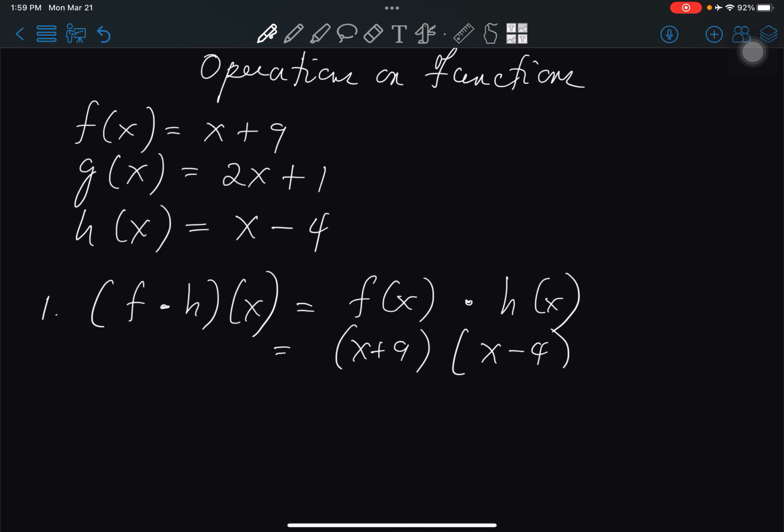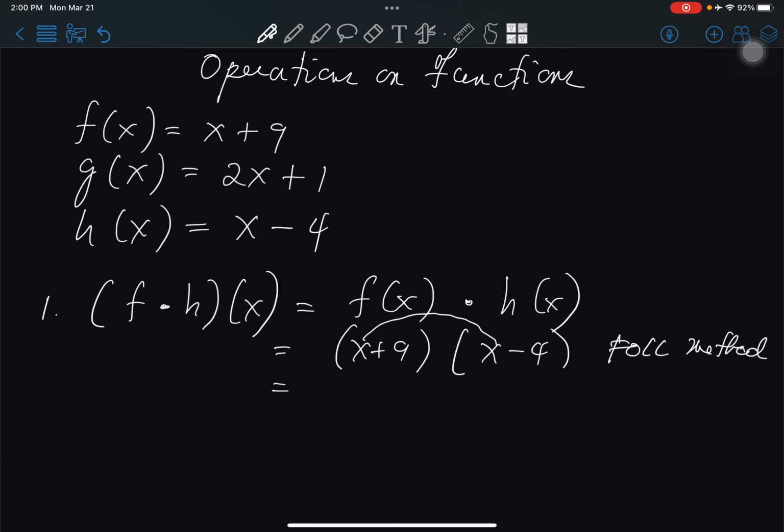In simplifying this, we are going to use our FOIL method. Okay? What does FOIL method stand for? F stands for first, O stands for outer, I stands for inner, and L stands for last terms. So we have first, outer, inner, and last terms. Now, to multiply this, we are just going to distribute, okay? So distribute x times x.